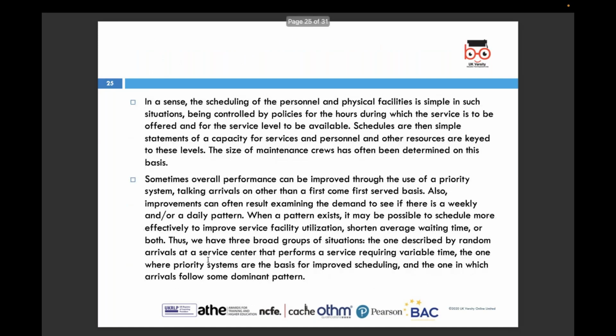Next one is scheduling personnel and physical facilities in various service situations. In such scenarios, scheduling can be relatively straightforward, guided by policies that determine the operational hours and desired service level. The schedules essentially represent the capacity of services, while the allocation of personnel and resources is aligned with these predetermined levels.